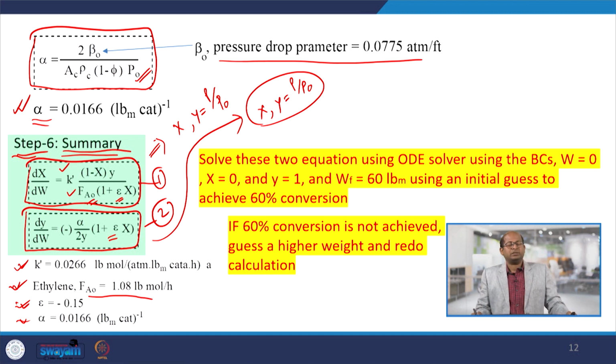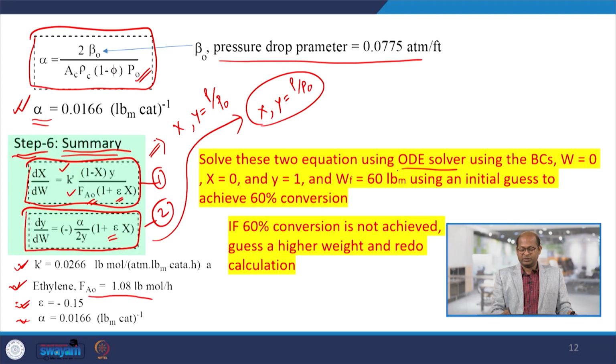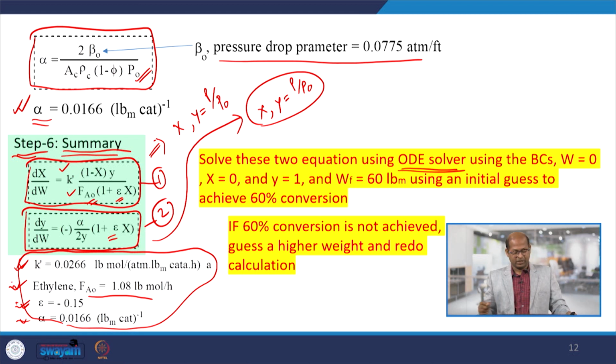So, now these are the two differential equations. You have to solve these two equations using an ordinary differential equation solver, Polymath, or MATLAB. In the differential equations, you just have to put in these two equations and the known parameters, whatever we have measured. Okay. The right hand side has all known components. Now, we have to put in an initial guess to run that program.